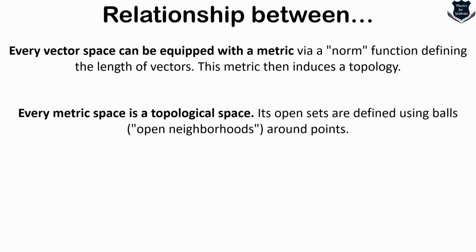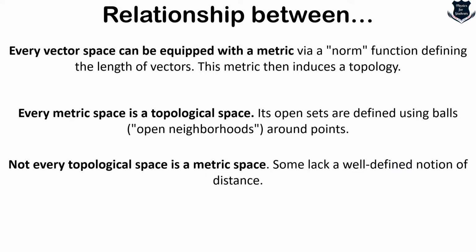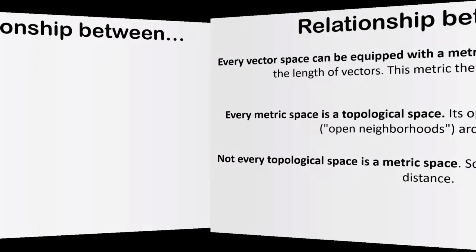Every metric space is a topological space. Its open sets are defined using balls, open balls or open neighborhoods, and not every topological space is a metric space. So the first one is true. That means every metric space will be a topological space, but not every topological space is a metric space.